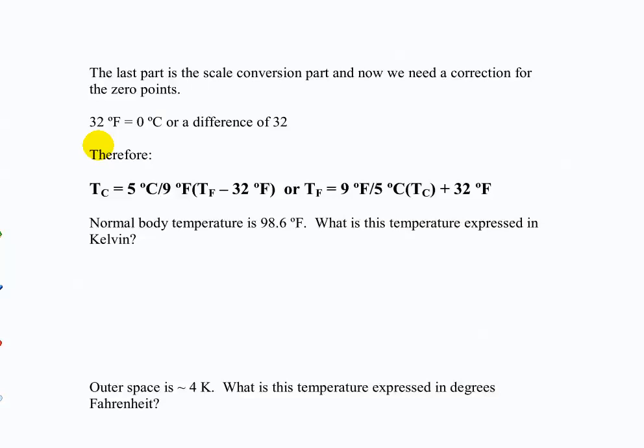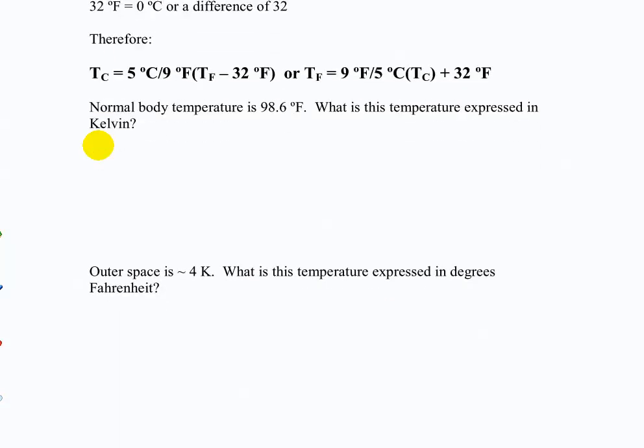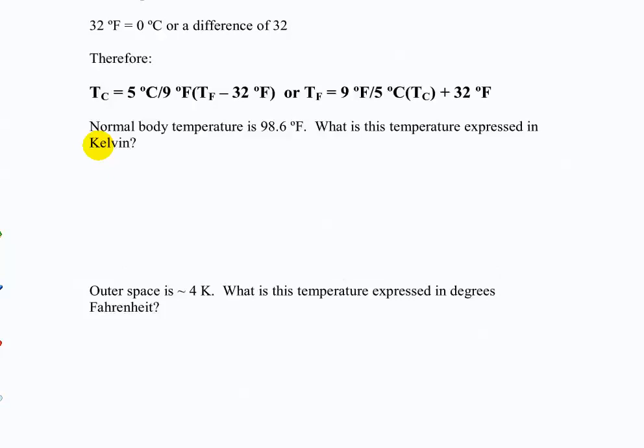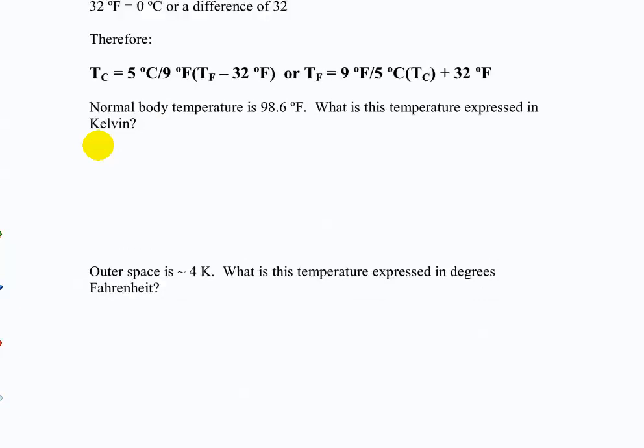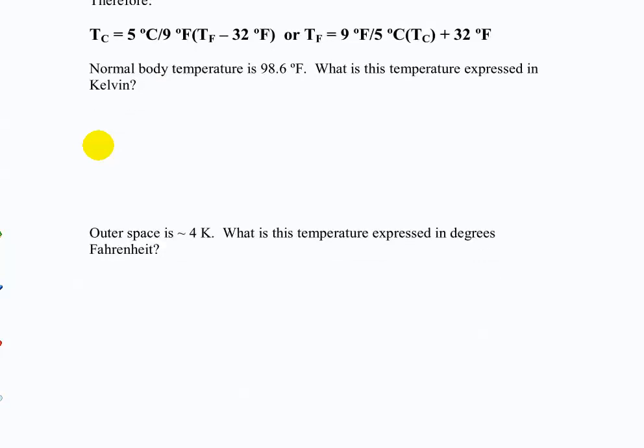And let's plug this in and give it a try. Normal body temperature is 98.6 degrees F. What is this temperature expressed in Kelvin? So to do this in Kelvin, we first have to convert it to Celsius, and then we can move it over. So why don't you try these couple? Do you guys have phones or calculators or something? And see what you come up with.